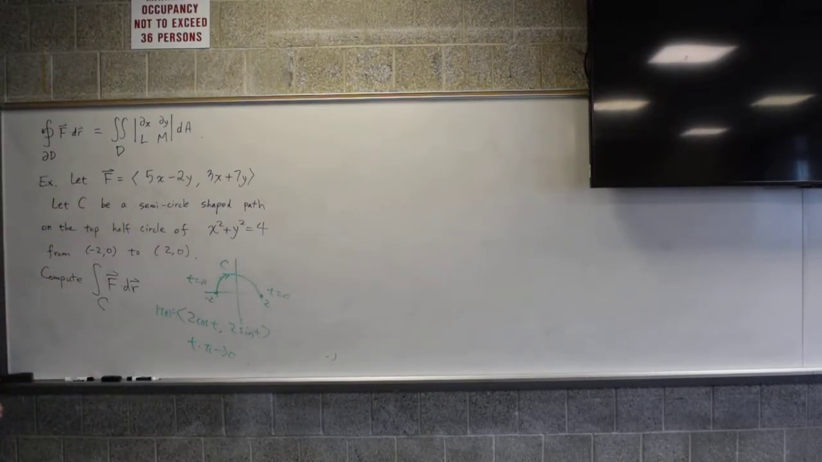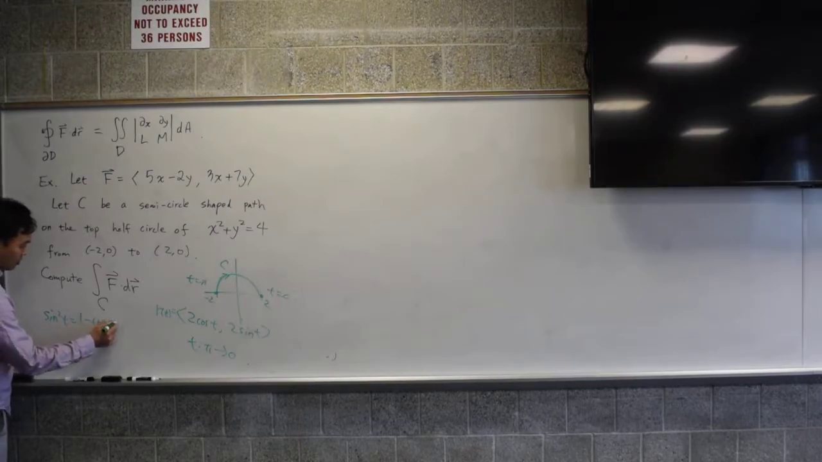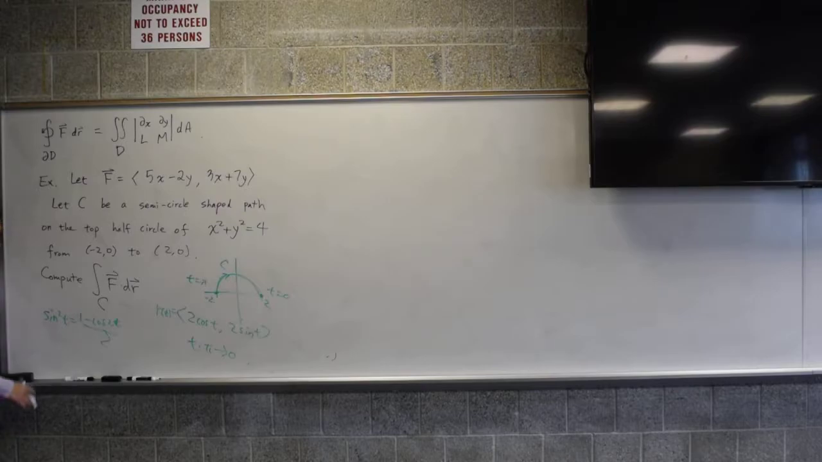At some point, you will need the identity sine squared of t equals 1 minus cosine 2t over 2. This formula will be needed if you do it that way. And you should also use cosine squared t equals 1 plus cosine 2t over 2. That will be needed. So this is definitely a question which you can do without any help of Green's theorem. Okay? But it takes a while.